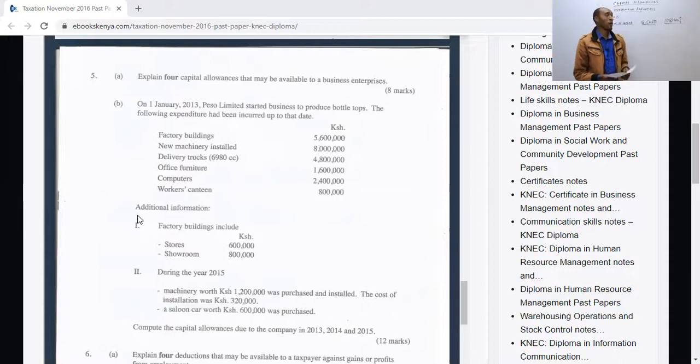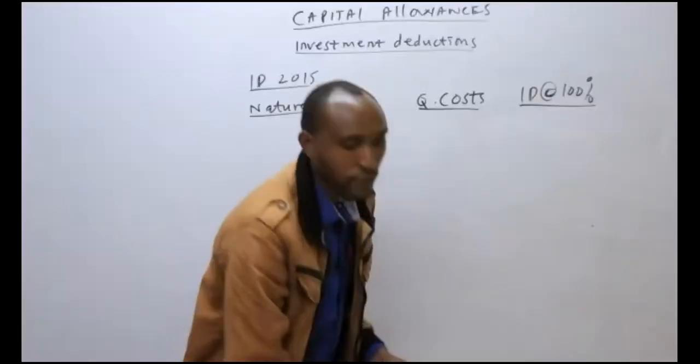So remember, whatever we did for 2013 is over. So now we are in the year 2015. So we ask ourselves, what is there? We only have machinery and the cost of installation, because saloon car does not fall under investment deduction. That one will go to wear and tear. So let's now calculate or do it.